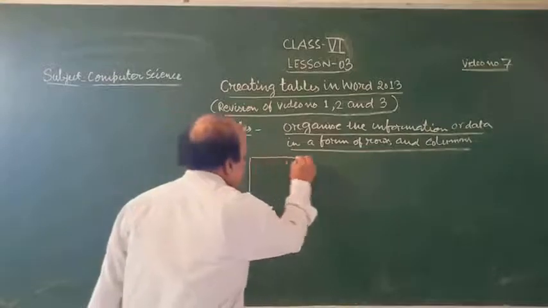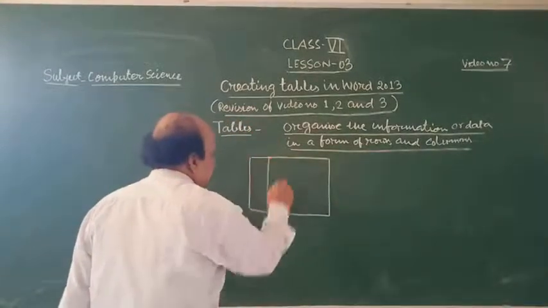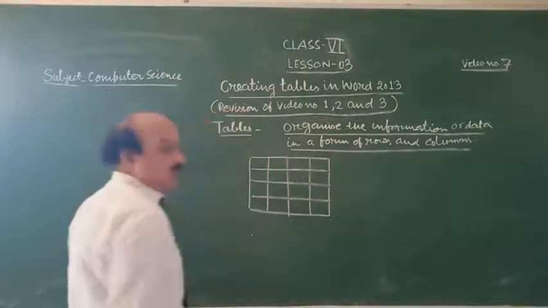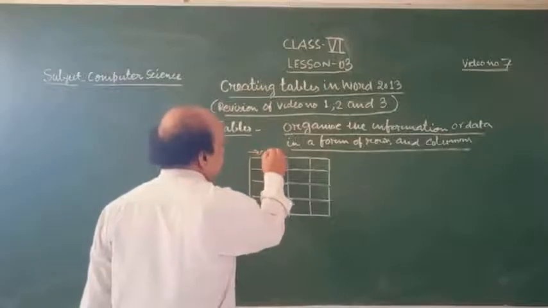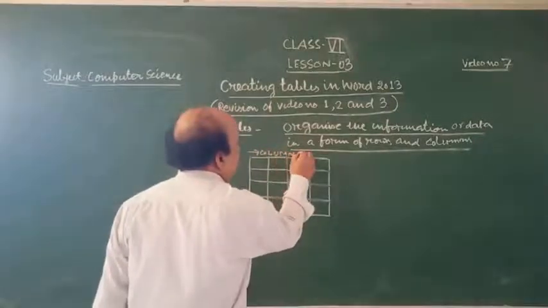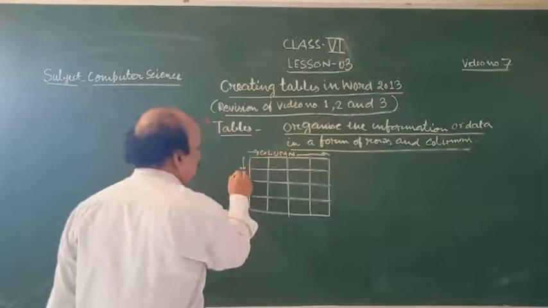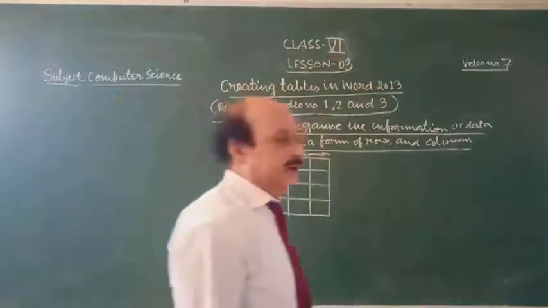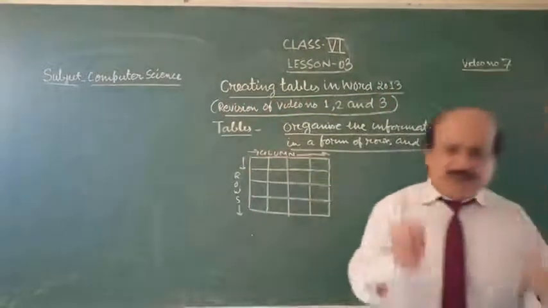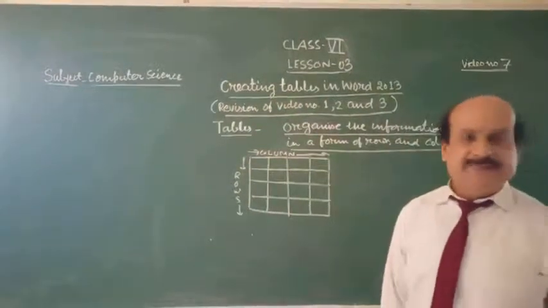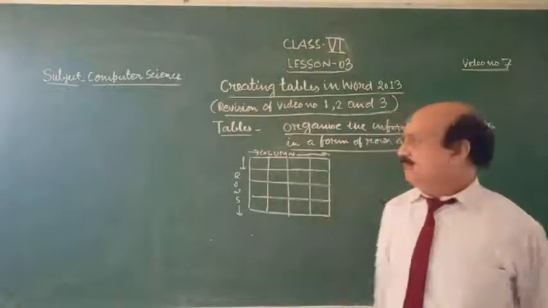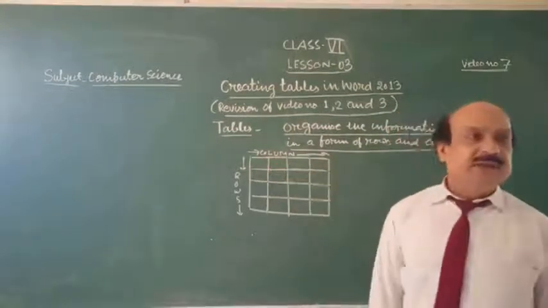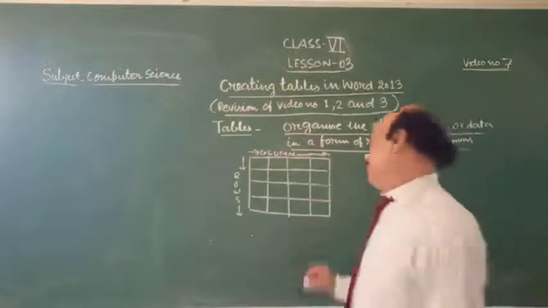So just imagine that I have created a table here, like this one. So this is known as column. This is column and this is rows. So what is the definition you are finding for rows and columns? When a vertical line and a horizontal line cross each other, they are forming a box, and these boxes are known as cells.